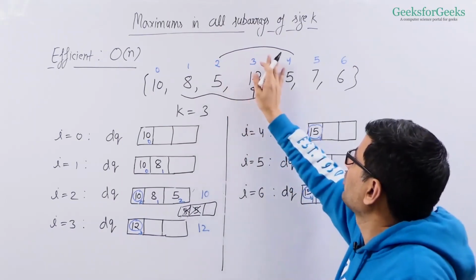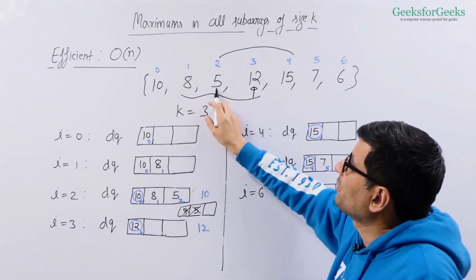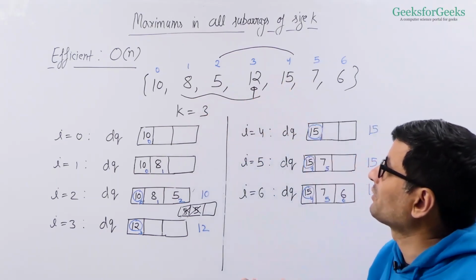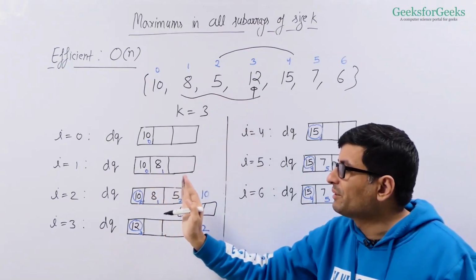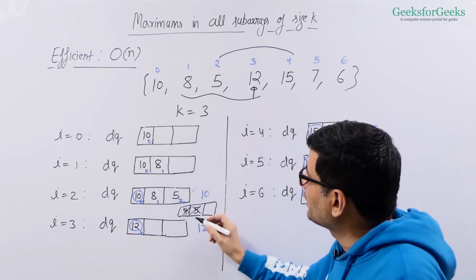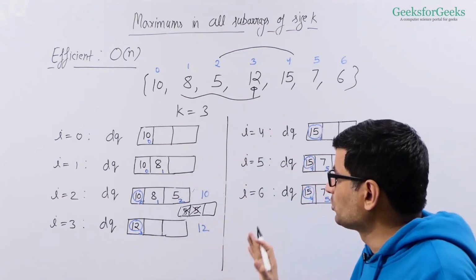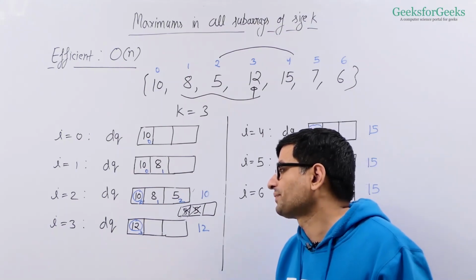So for the next window, your 8 is not going to be part of the window, but 5 is going to be part of the window, but 12 is also part of the window, right? So whenever any of the previous elements are part of the window, 12 is also part of those windows. So these elements, smaller than 12, are useless now. So we remove them and we insert 12 into the DQ.